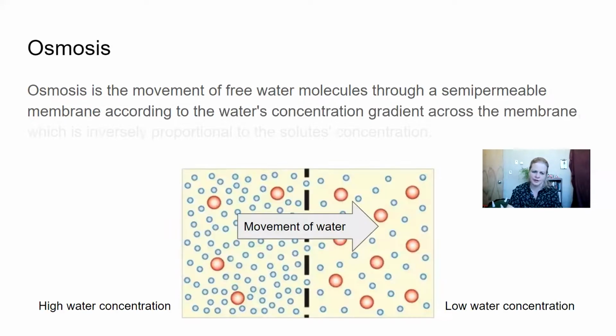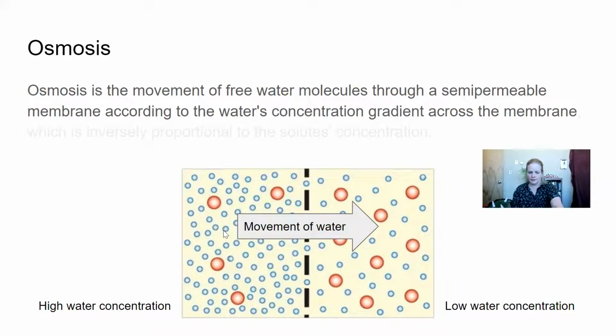Okay, the next little phrase is according to the water's concentration gradient across the membrane. So just like with other forms of diffusion, we're seeing water molecules moving from a high concentration to a low concentration. So again, here's our high.